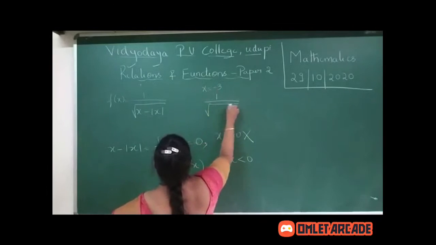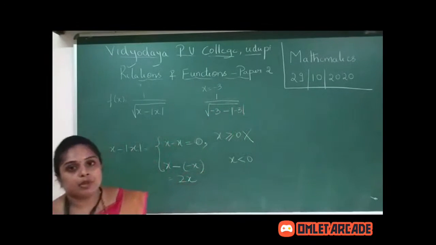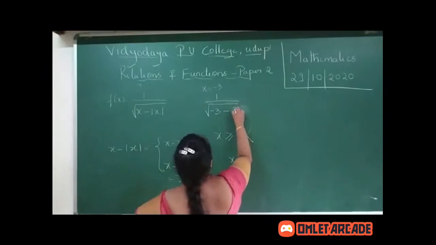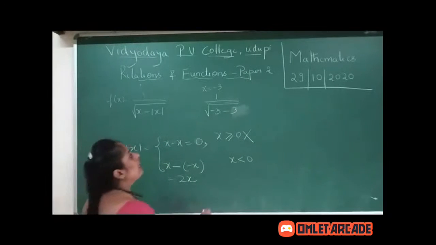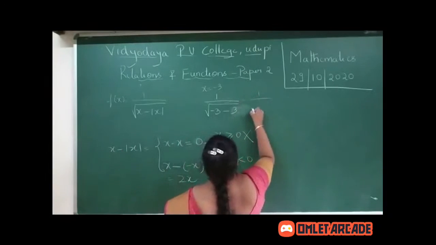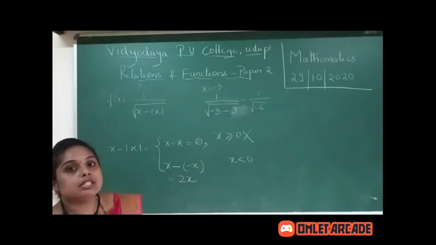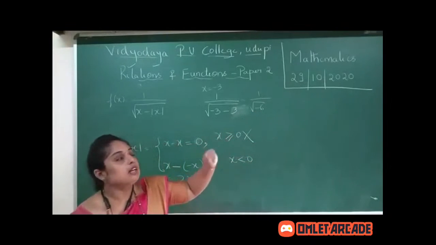1 divided by root of minus 3 minus mod of minus 3. What is modulus of minus 3? It becomes plus 3. Right? Minus 3 minus 3 will be minus 6. 1 divided by root of minus 6. Once again it is not defined. What is the reason? Root of a negative value is not defined.